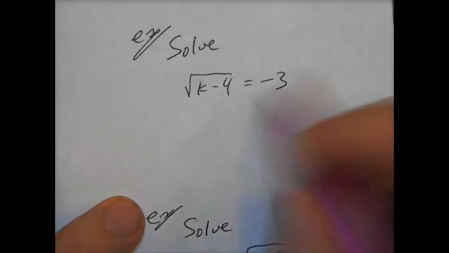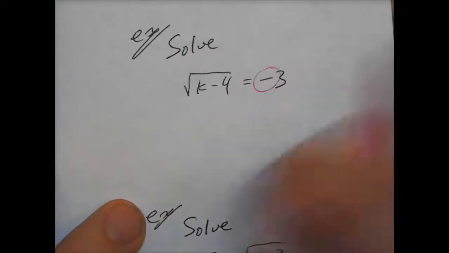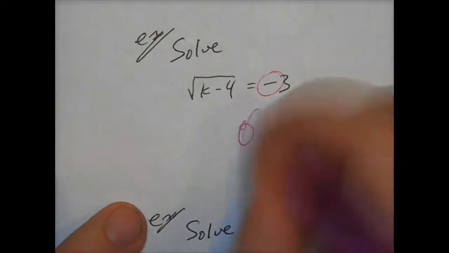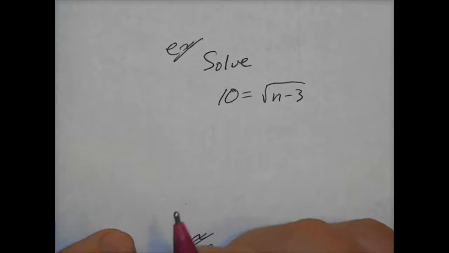Alright, so here, I don't even have to do any work. I see the square root of something equals a negative number. I know there is no solution. Not possible. Moving on.